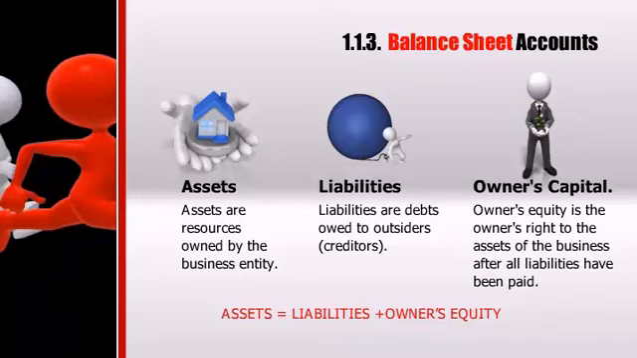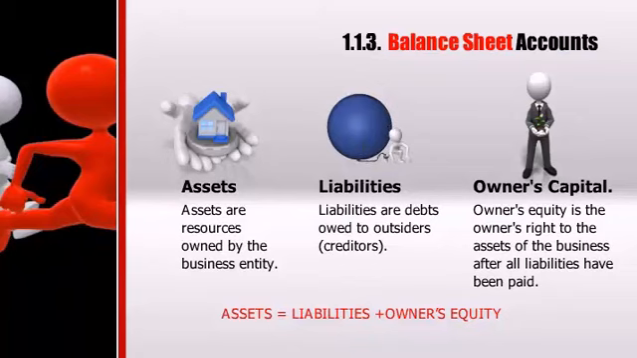Liabilities are debts owed to outsiders, creditors. Liabilities are often identified on the balance sheet by titles that include the word payable. Examples of liabilities include accounts payable, notes payable, and wages payable. Cash received before services are delivered creates a liability to perform the services. These future service commitments are called unearned revenues.